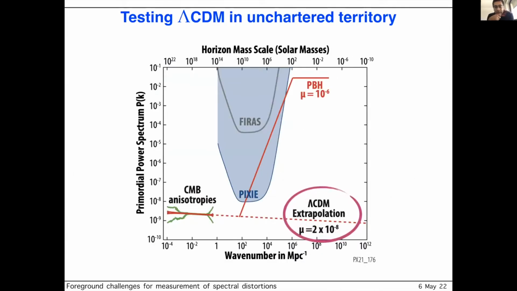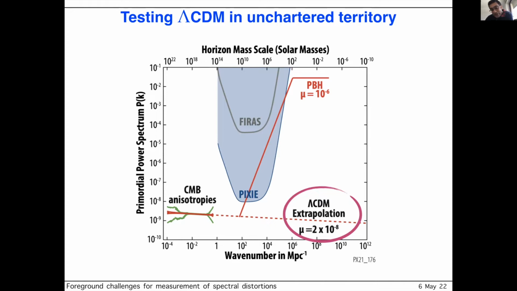The other thing to bear in mind is that when people usually talk about mu distortions, these spectral distortions are typically probed by very, very small wavelengths, which are not probed when you just measure CMB anisotropies. So we would actually be testing the lambda CDM universe at wavelengths which have not been probed before, corresponding to 1,000 to 10,000 inverse megaparsec. For those who have heard the number that mu has to be 2 times 10 to the power minus 8, it makes an extrapolation of the lambda CDM power spectrum across many orders of magnitude.